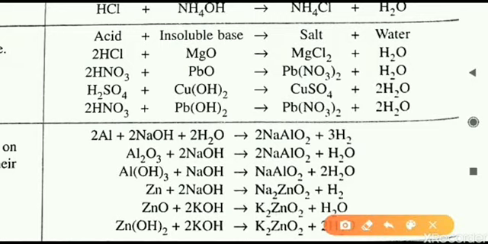So here also a similar reaction: the magnesium positive radical and chloride, the negative radical, form the salt MgCl2, and the remaining product will be water. Similarly, other reactions can also be summed up.